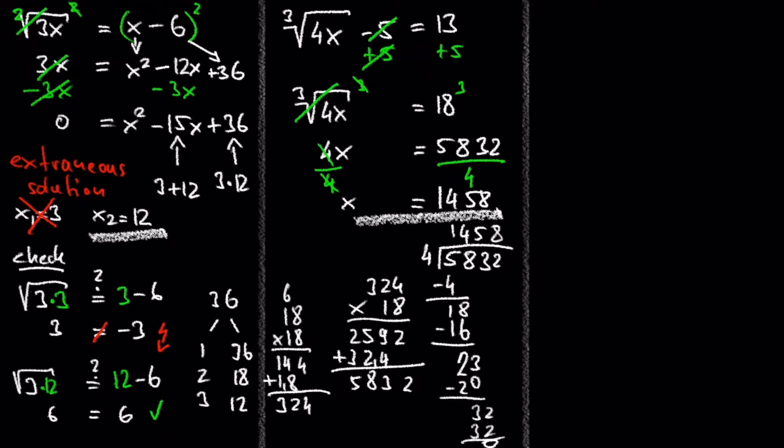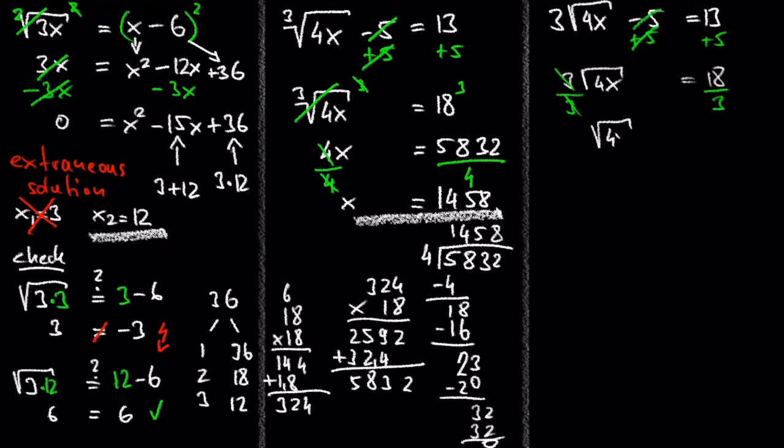Let's look at the next example, which is 3 times the square root of 4x minus 5 equals 13. Again, we isolate the square root by adding 5 to both sides, which gives us 3 times the square root of 4x equals 18. And after dividing by 3, we get the square root of 4x equals 6. We get rid of the square root by squaring both sides. Six squared is 36, and 36 divided by 4 is 9.